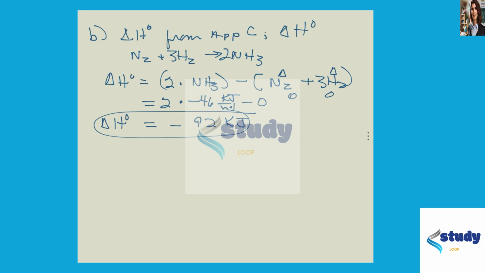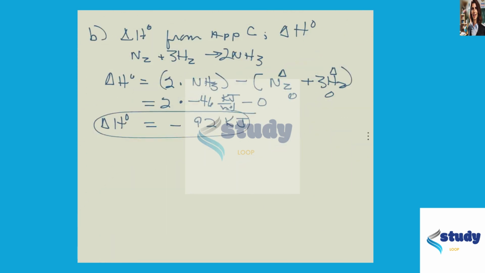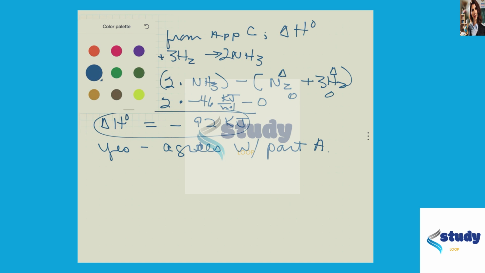So the value is negative, which means the reaction's exothermic. And we said it was exothermic. Let me go back and verify I said it was exothermic. I did say it was exothermic. Does this agree with your prediction? Yes. Agrees with part A.